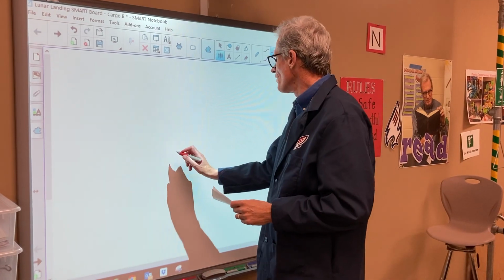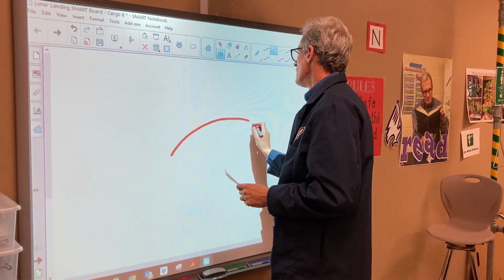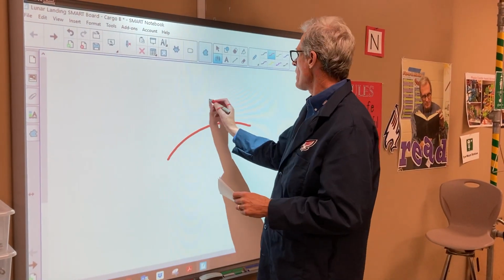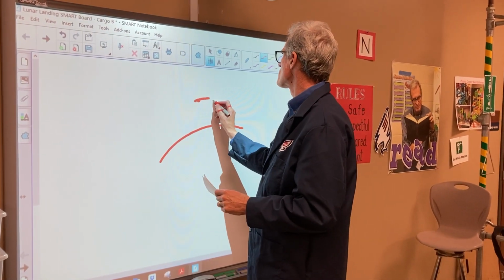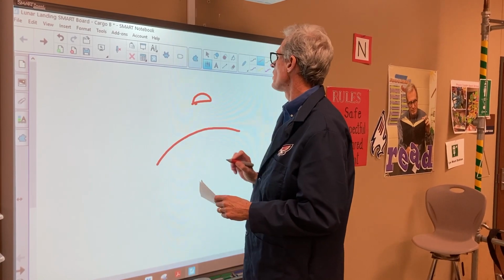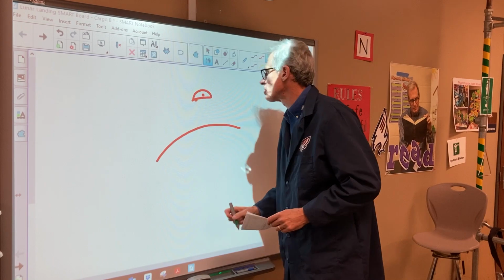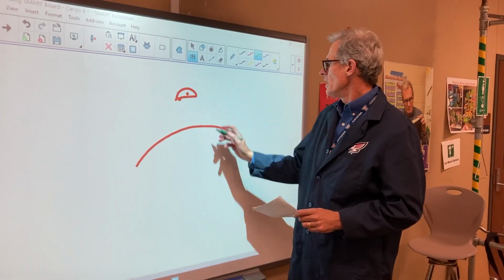So you have the moon's surface here, and you have a spaceship. That spaceship is above the moon's surface. I'm going to draw that there, and there it is. It has a little cargo thing in there. And this is the moon.